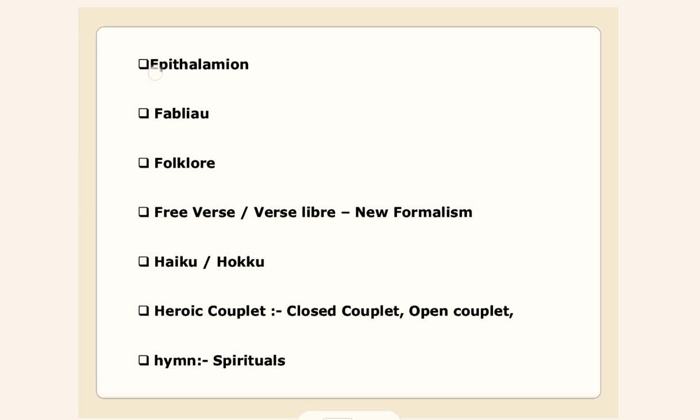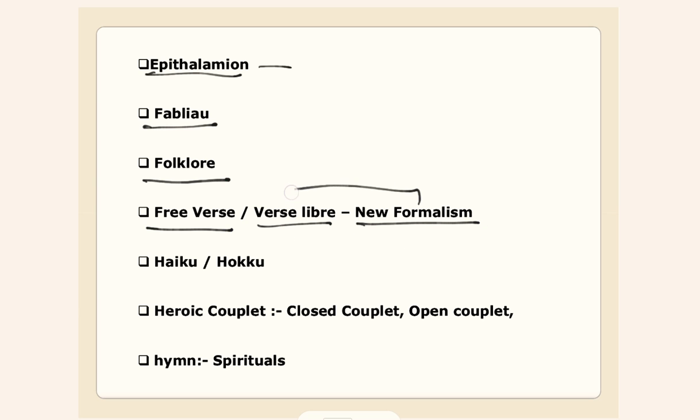Going to next, epithalamion, associated with Spenser, fabula, folklore, free verse or vers libre, new formalism. This movement is associated with vers libre. Don't confuse it with the formalist movement. Haiku or hokku, that is a Japanese poetic form.